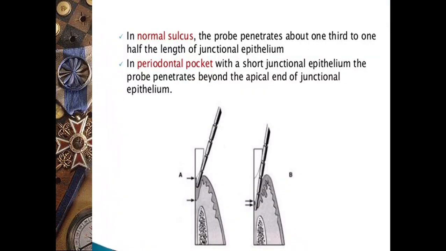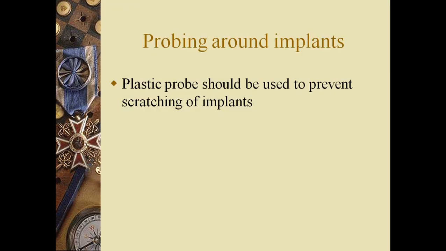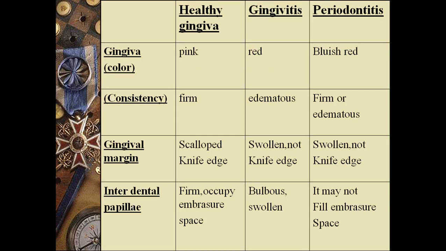The probe in a normal sulcus penetrates about one third the length of the junctional epithelium, but in the case of a pocket it goes further into the connective tissue because of the inflammation that is there. And probing around the implant is done with the help of a plastic probe.